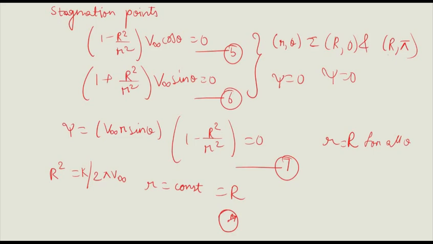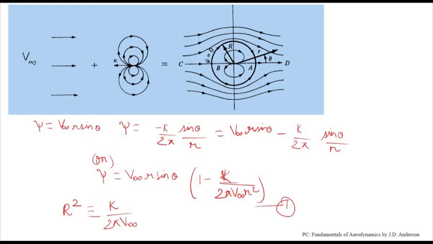So equation 7 is satisfied when theta is equal to pi and theta is equal to 0 for all values of small r. Hence, the horizontal axis passing through points A and B, extending infinitely far upstream and downstream, is part of the stagnation streamline if I extend that far upstream and downstream.